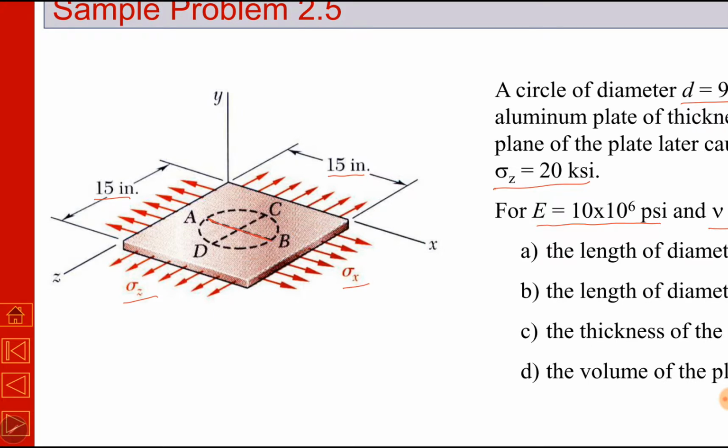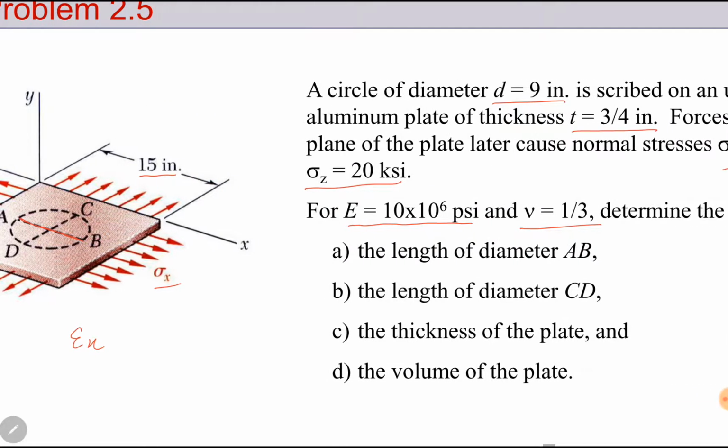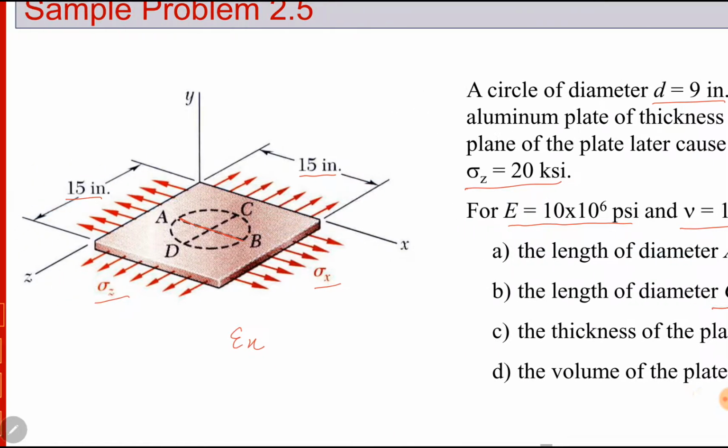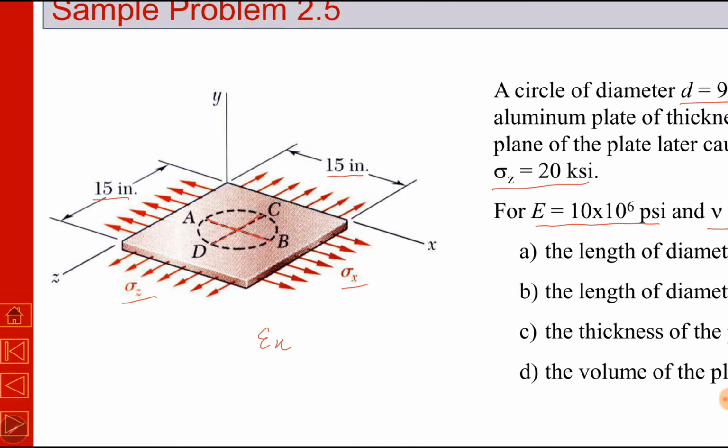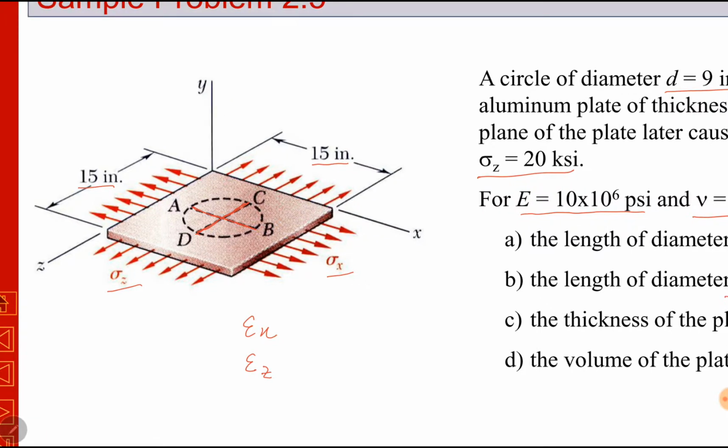So we have to find strain in x direction. Diameter AB is in x direction. For this change in length, we need epsilon x. Remember it. Change in the length of diameter CD. Diameter CD is in z direction. For this change in length, we need epsilon z. Okay. This change in diameter is a separate one. Change in diameter is not directly strain, but we have to find strain, and then from strain we can find change in length. Diameter is a kind of length, so remember it.